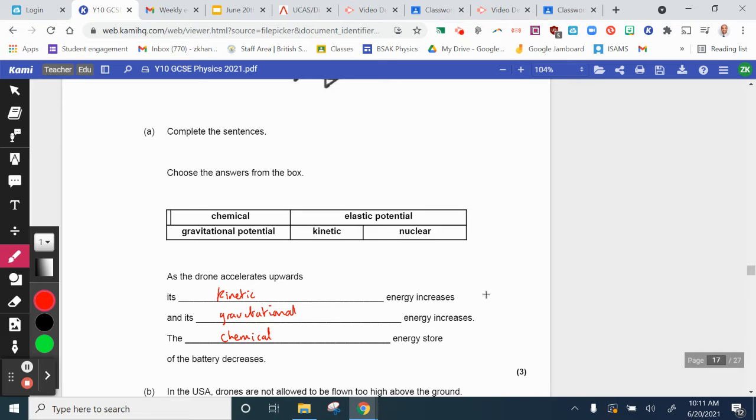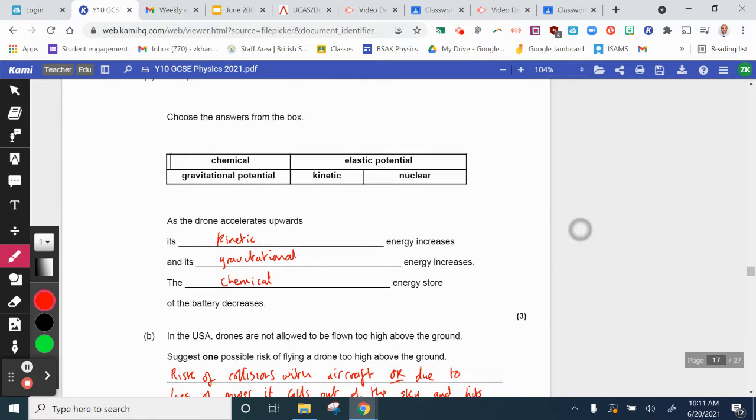So accelerates means speeding up. That means kinetic energy goes up. And moving upwards, we know gravitational energy increases the higher and higher we move from the surface above. So higher vertically, the gravitational potential energy increases. And what decreases? The energy store of the battery, that's a chemical store. And so the chemical energy store of the battery decreases.